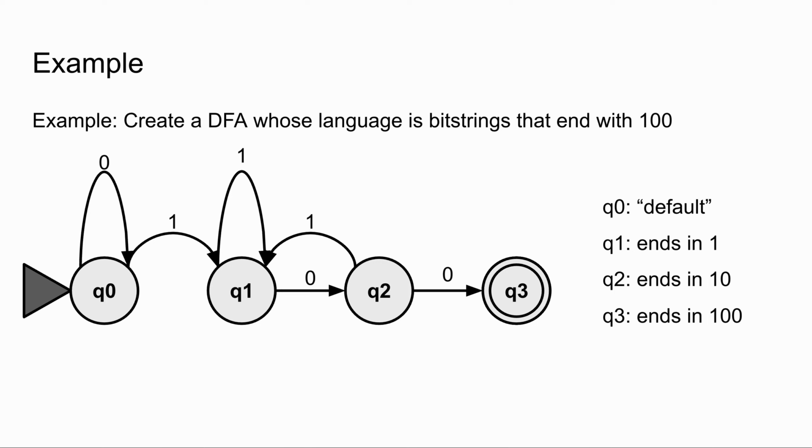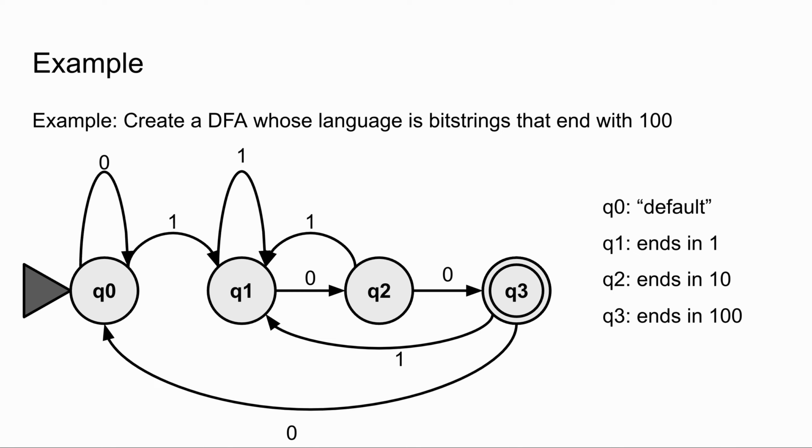If I'm in Q3 and I see a 1, now our input no longer ends in 100, but it does end in 1, which means I move back to Q1. If I'm in Q3 and I see a 0, that means I haven't seen a 1 in my last 3 digits, which means I go back to the default state.